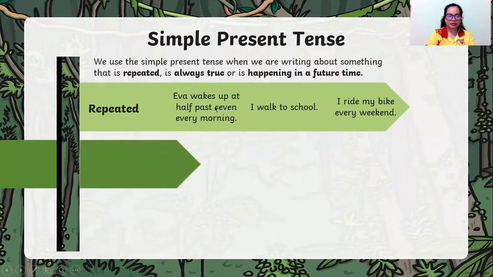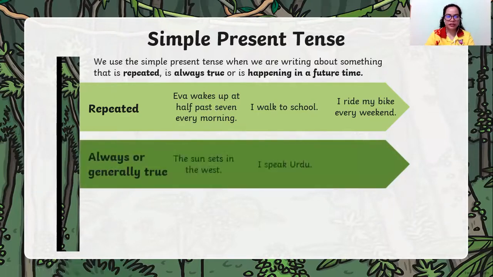Next, always or generally true. The sun sets in the west. That's true, right? Next, I speak Urdu or I speak Thai. So that is very true. They live in a city. So when we say generally true, it is truth, and it can never be erased or deleted.